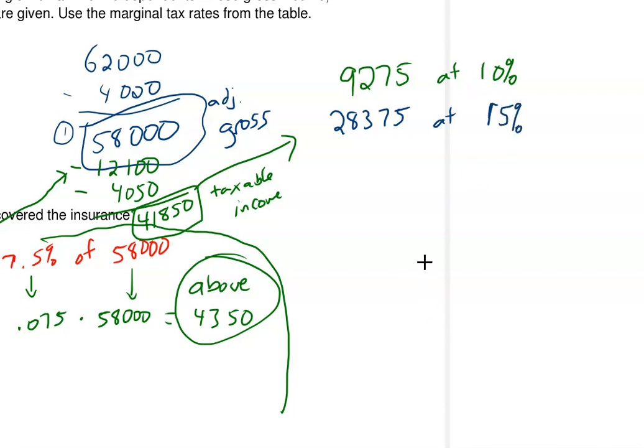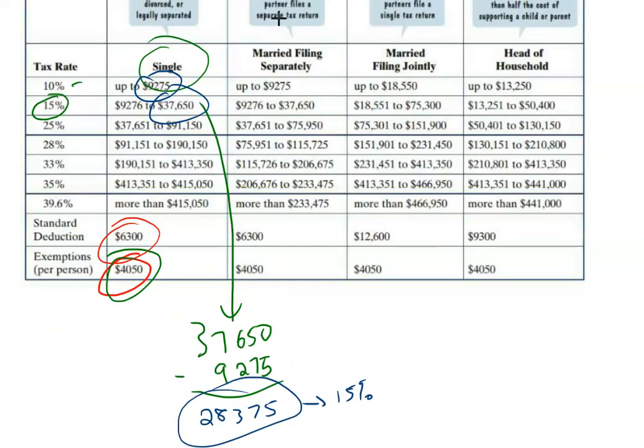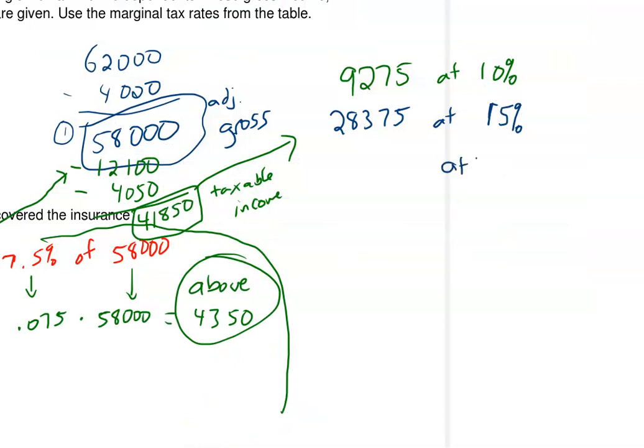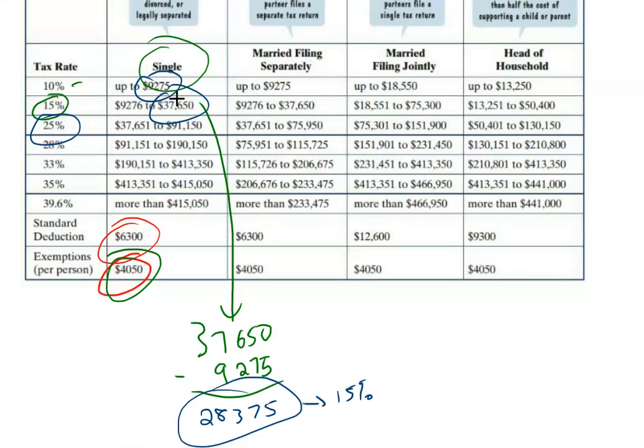And then any amount above that is going to get taxed at 25%. Right? So that's going to be the next one at 25%. To determine how much money is getting taxed at that rate, we're not going to do like we did for this one. We're not going to say this upper amount minus this amount here, because this person didn't make $91,400. They made $41,000, right? This is their taxable income, $41,850.